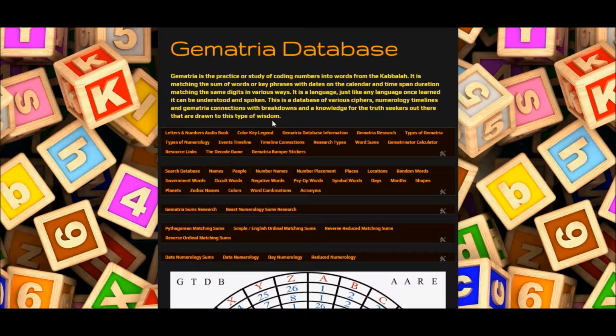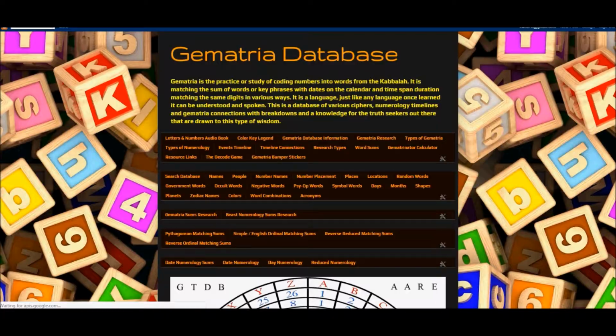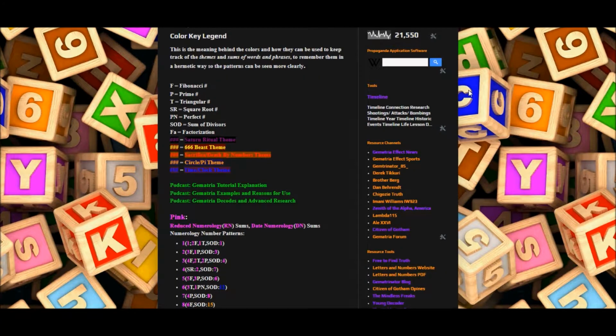Today we're focusing on the color key legend. If you click color key legend after going to the database, this is the meaning behind the colors and how they can be used to keep track of the themes and sums of words and phrases, to remember them in a hermetic way so the patterns can be seen more clearly. Each one is marked for understanding what everything is as you go.